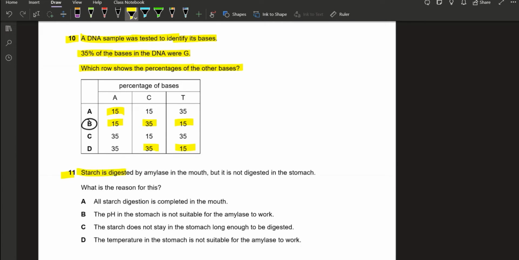Question number 11. Starch is digested by amylase in the mouth, but it is not digested in the stomach. What is the reason for this? The reason would be that the pH is too low in the stomach for amylase to work. Option A says all starch digestion is completed in the mouth, which is wrong. Option B says the pH in the stomach is not suitable for the amylase to work, which seems correct. Option C says the starch does not stay in the stomach long enough to be digested, which is also wrong. Option D says the temperature in the stomach is not suitable for the amylase to work, which is wrong. So the correct option would be option B.